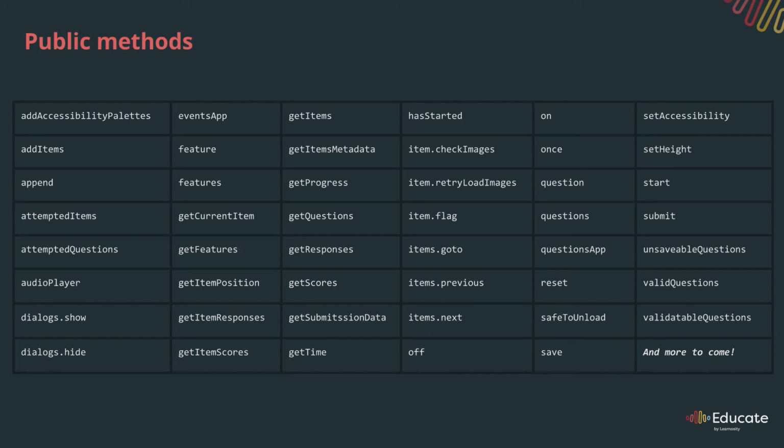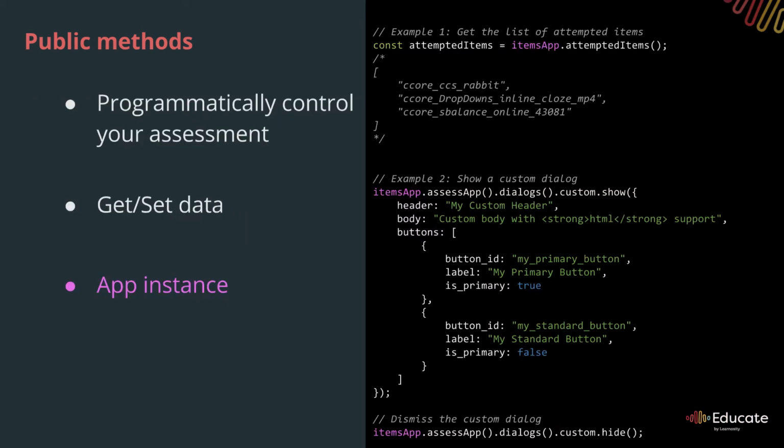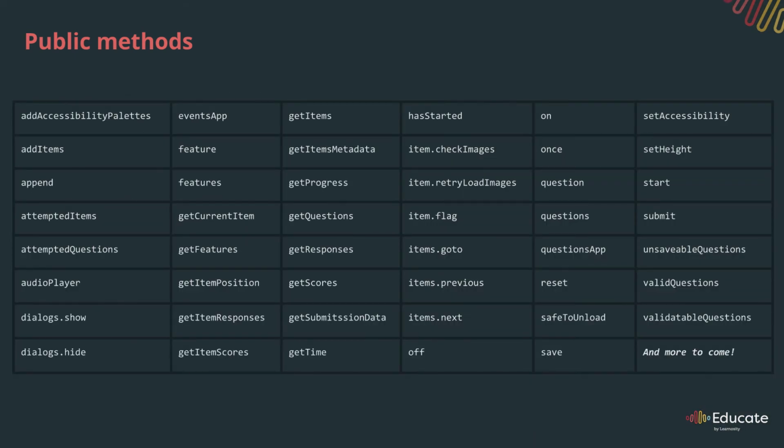So I think now we have 47 public methods in the player. We still add more, basically every sprint. It's going very well. We have a few cool ones. For example, here we have the audio player one. You can use it to play some audio and pause it. You can also add items as you go. So based on a given answer, you can choose to add an extra item with a higher or lower difficulty.